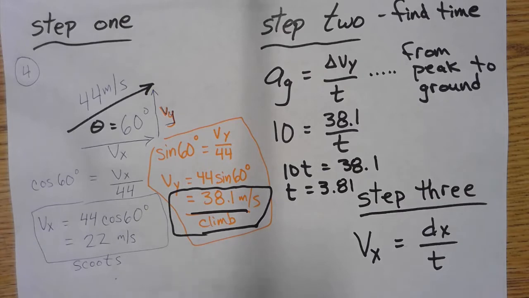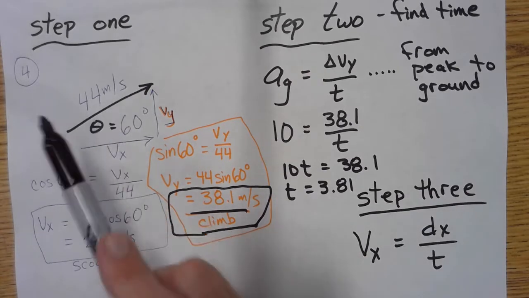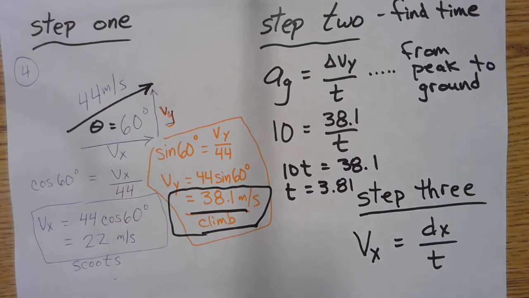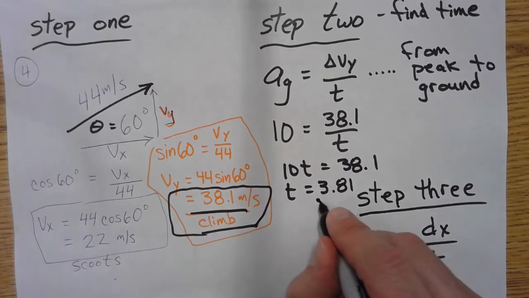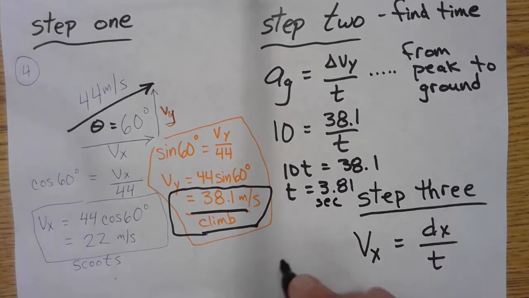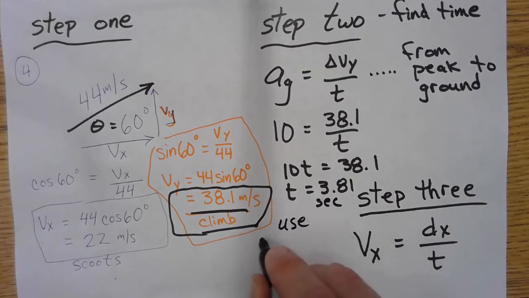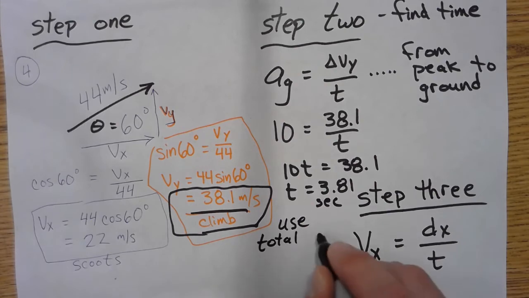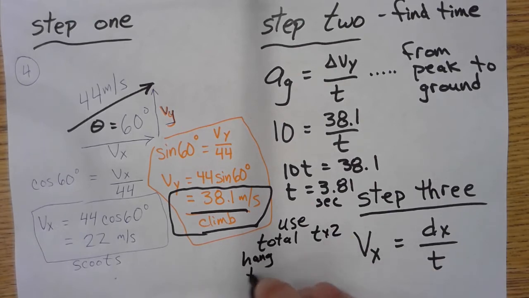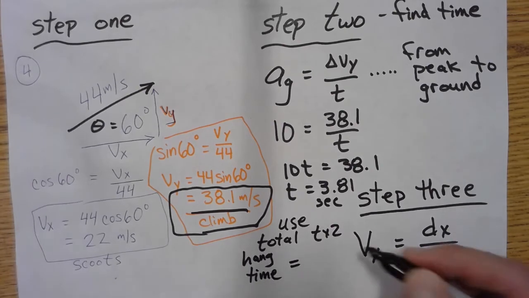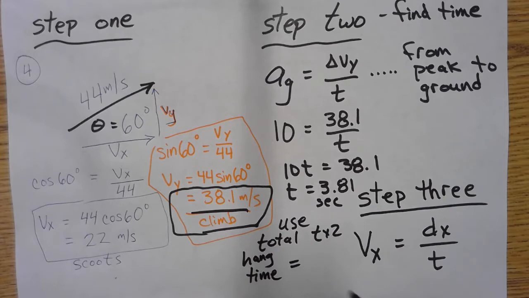All right, and once again, that's a pretty fast swing of the bat, pretty fast launch, or swing of the club, I should say. Anyway, there's my time, but you want to make sure you double it. So we want to make sure we use total. We used to refer to that as the hang time. So that total, just double it, 7.6.